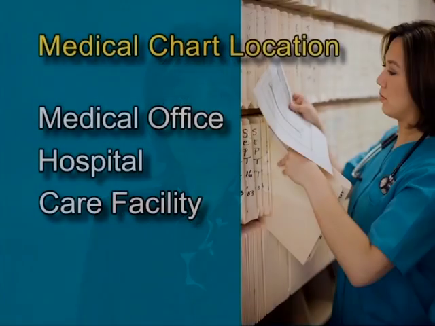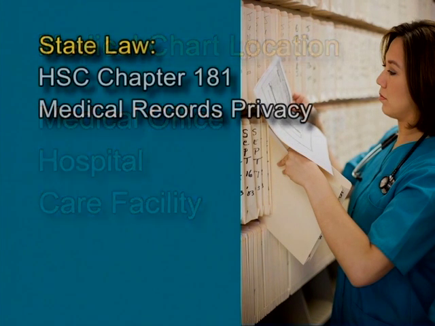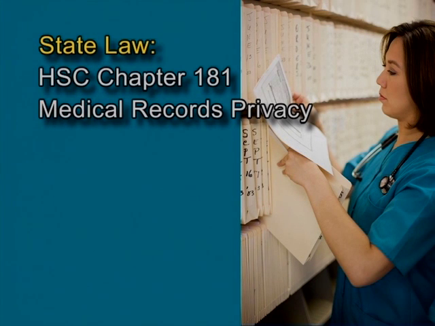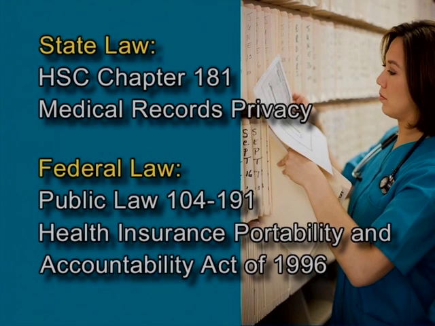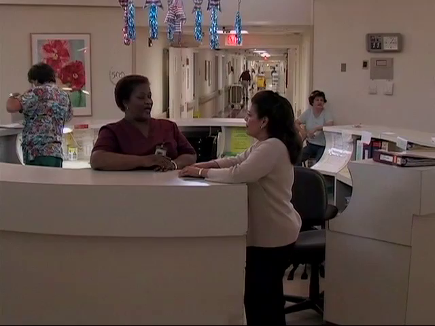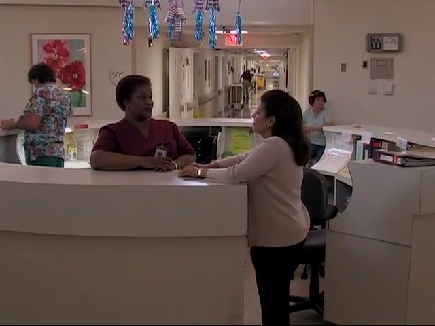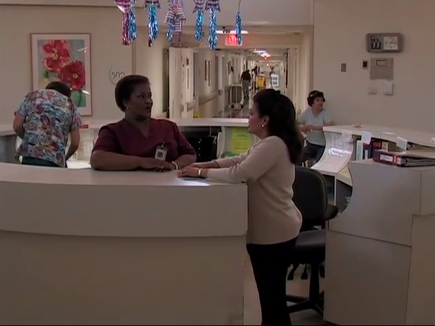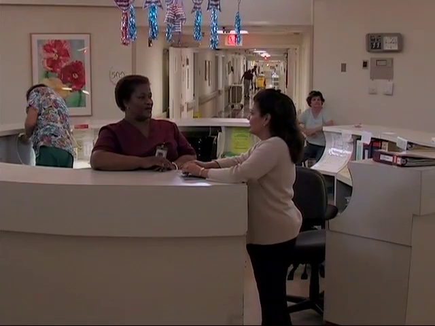So where do you go to find the medical chart? A medical chart is located any place a person receives care. So you can find a medical chart in a medical office, in a hospital, and in a care facility in which they live. State laws govern medical records such as their accessibility and their retention. Federal laws govern the privacy of medical records. In nursing facilities, the medical charts are usually very easily locatable and are most often found at the nurse's station.